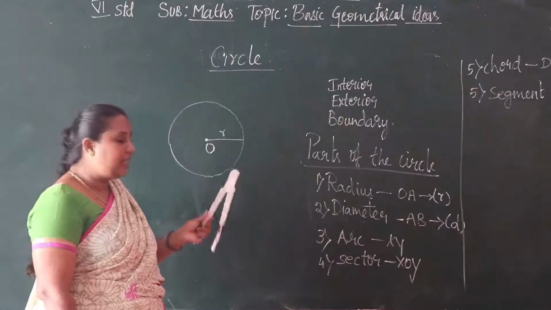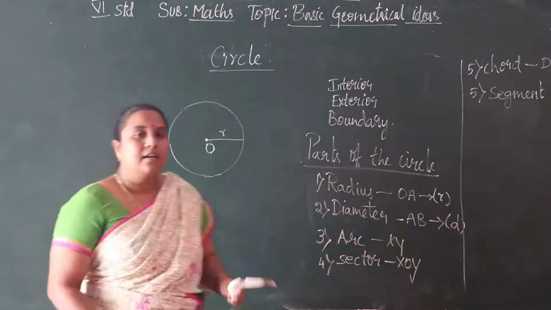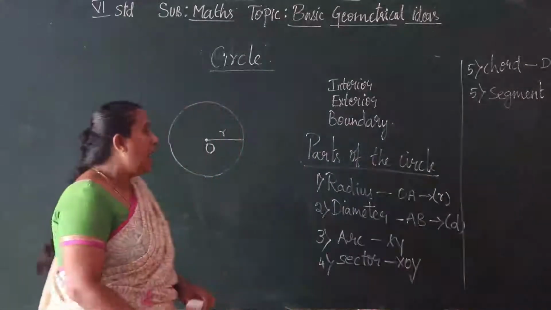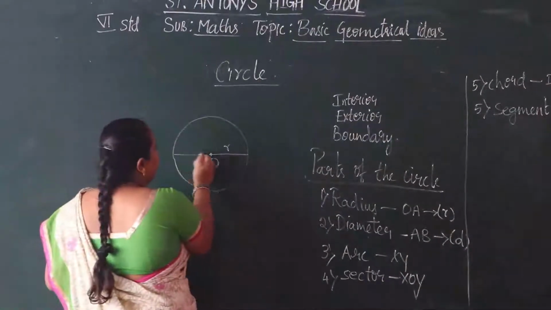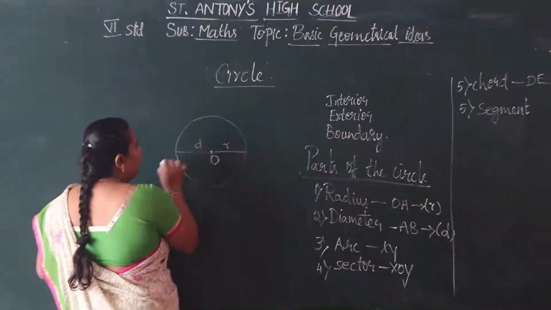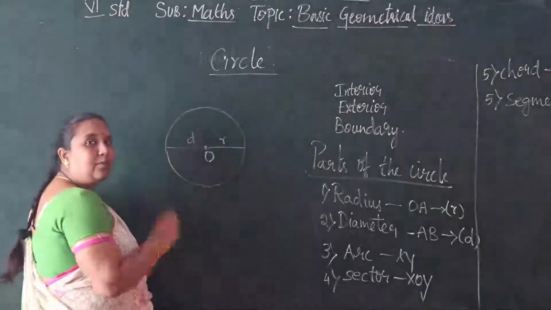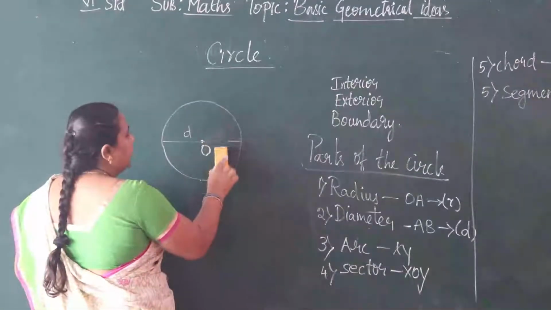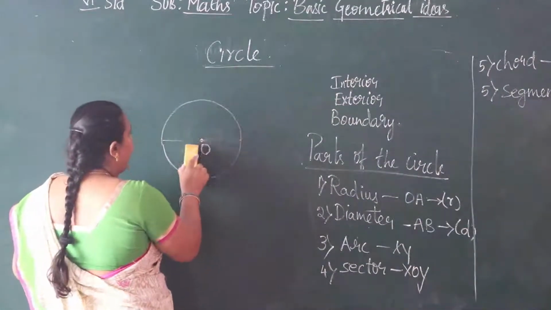So, any point on the circle to the center is equal. And we can draw the opposite side, that is, we are extending this as the diameter D. Are you clear, children? Then the third part is arc.